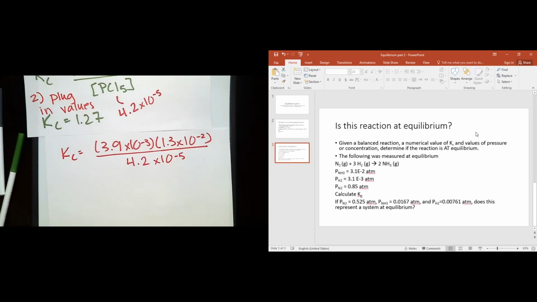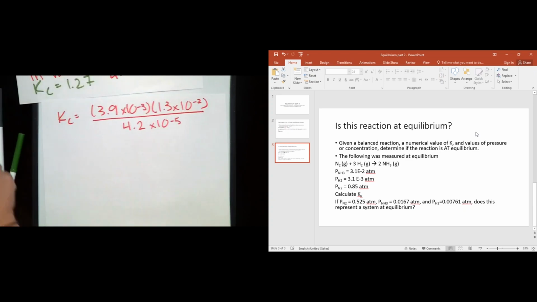All right, next slide is this reaction at equilibrium. So this specific example has 2 steps. The first step is we're going to calculate the Kp given the equilibrium pressures and a balanced reaction. So another example of what we just did. And then the second part is new. If we have different numbers, can we tell if it's at equilibrium? And the answer is yes. Yes, we can. Because math.